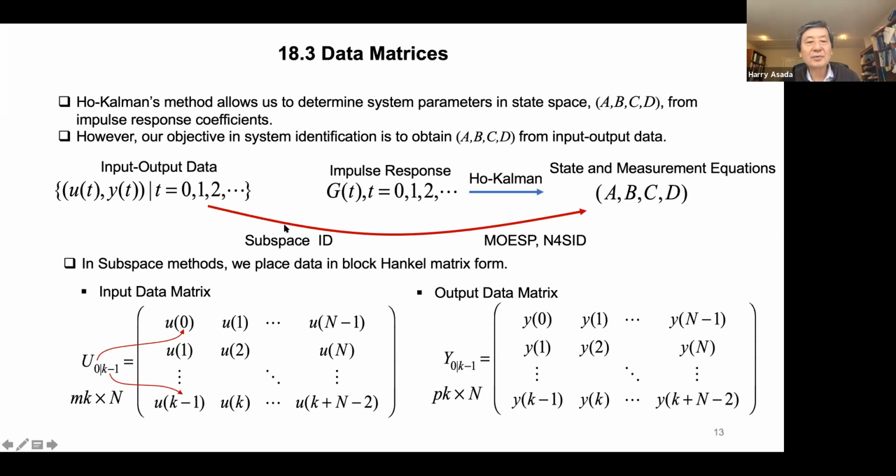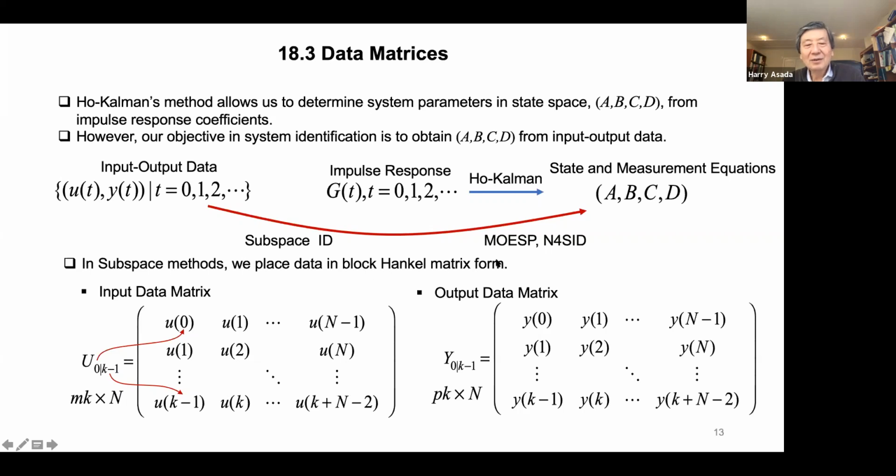You learned a few system identification methods, MOESP or N4SID. These methods all actually convert time sequence input and output observations to A, B, C, D matrices. So there is something missing. We need to do something to replace or rewrite this impulse response in the form of input-output data. Okay, so now in the subspace method, here's another Hankel matrix. We place input-output data into block Hankel matrices.